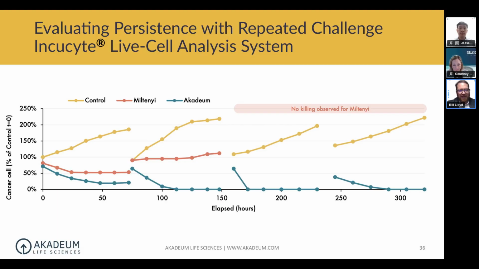Now, it's in the second challenge where the Miltenyi arm does not do as well suppressing, but the Acadium arm continues to kill cancer cells. And while the Miltenyi arm did not show any killing over the 3rd and 4th challenge, the Acadium cells were very robust in continuing that rapid killing that persisted during the full challenge.